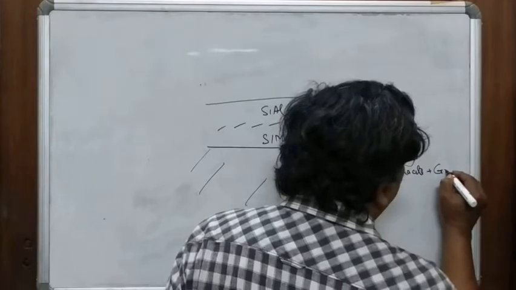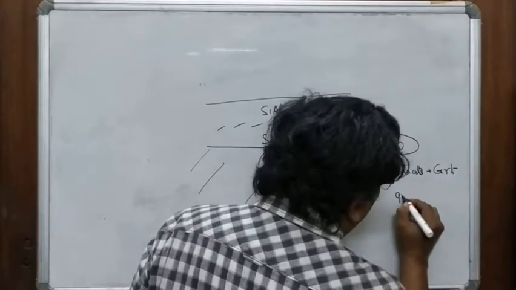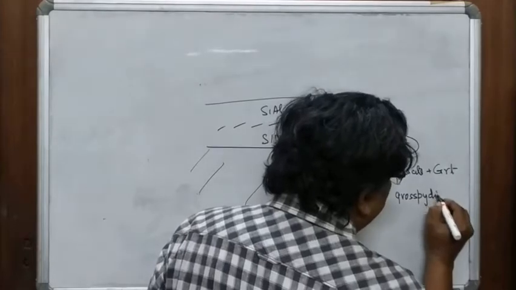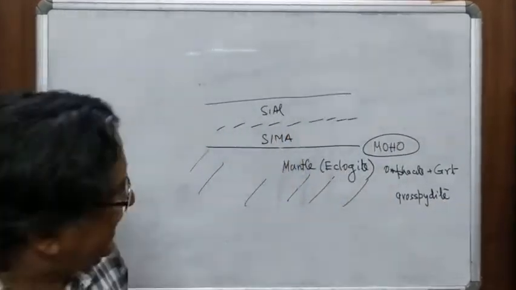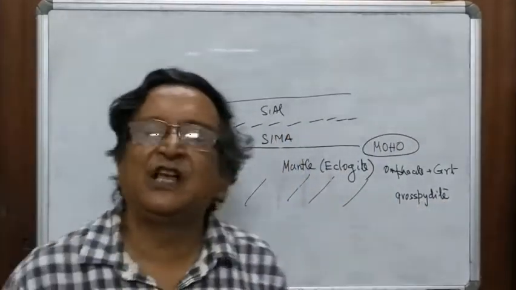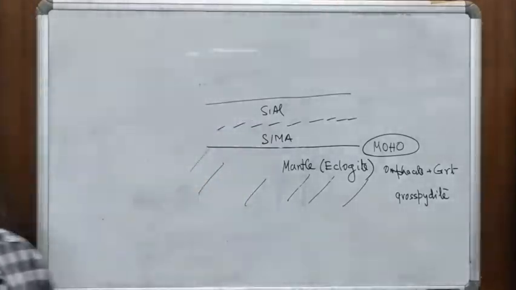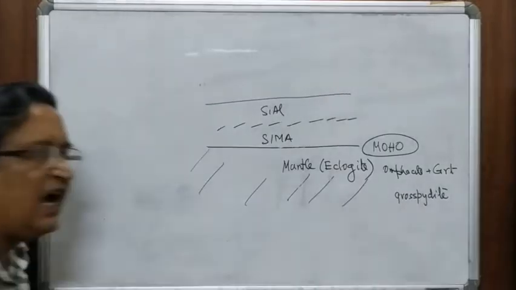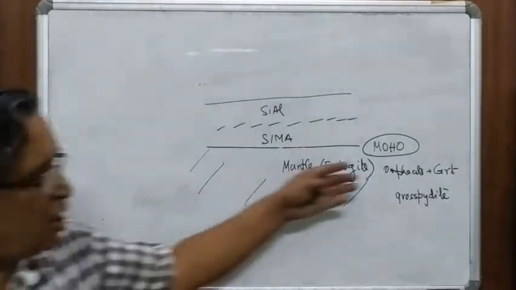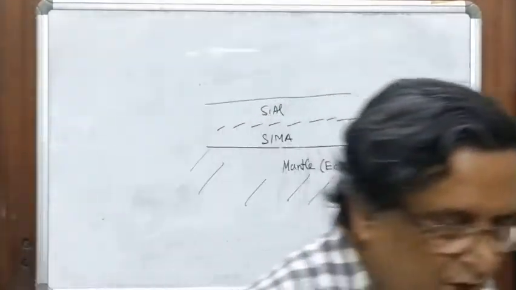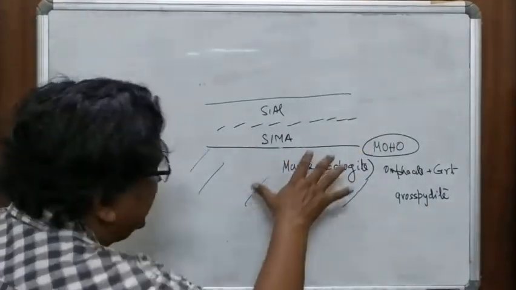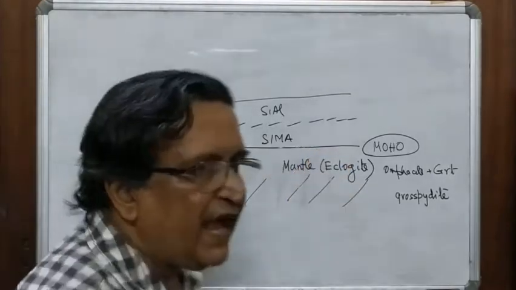There is a name for this garnet. It is called grospydite garnet. The name is very simple. It's grossular pyrope-rich garnet. So omphacitic clinopyroxene and grospydite garnet. This was the assemblage of the eclogite. So people thought that this Mohorovicic discontinuity was because of an eclogite.